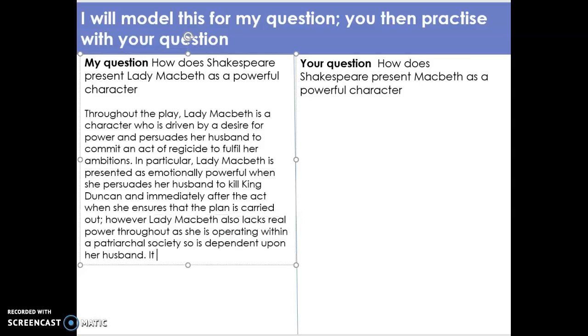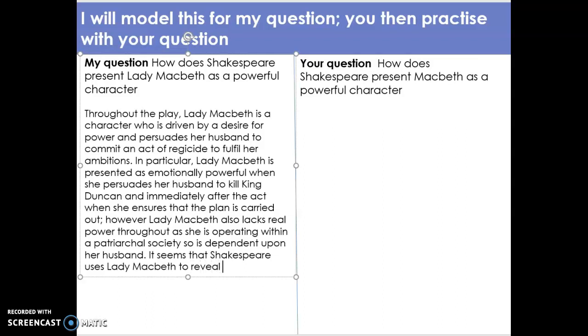So I can say, it seems that Shakespeare uses Lady Macbeth. So I'm always talking about how he uses the character, because characters fundamentally are a device. They're a method that a writer uses to create meaning. So it seems that Shakespeare uses Lady Macbeth to, and then I obviously need an intent verb. Shows is banned, so I could have something like explore, or warn, or criticise, or advocate, anything like that. But I'm just going to go with to reveal, because that's always a nice one.